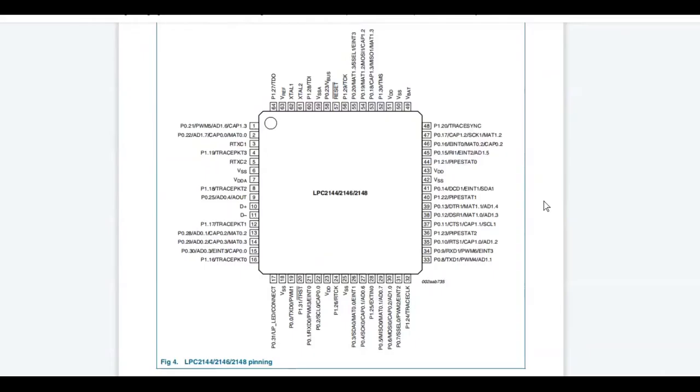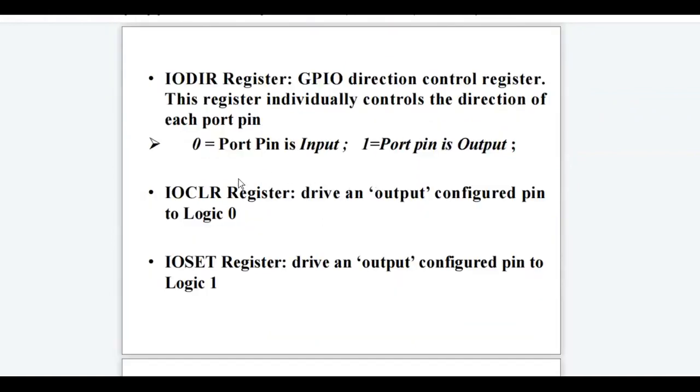Now this is the pin diagram of LPC2148. It is a 64-pin IC. LPC2148 consists of two ports, port 0 and port 1. Now let's see the different registers used in the embedded C program. The first register is the IODIR register. This is the input output direction control register, so the GPIO direction control register.